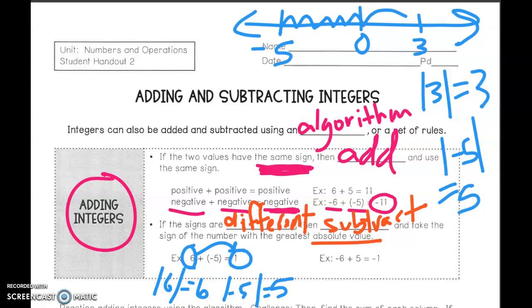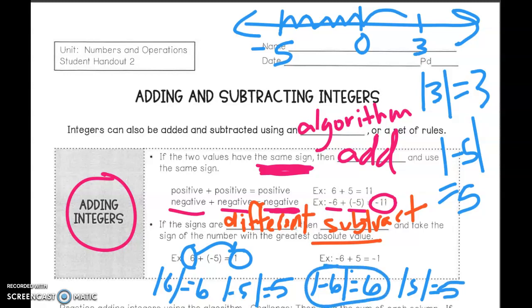Now look at this one over here. Negative 6 plus 5. The absolute value of negative 6 is 6. The absolute value of 5 is 5. Right off the bat, the one with the negative number had the greater absolute value, so we know this is going to be a negative answer. Then all we do is subtract the two numbers. 6 minus 5 is 1. That's the easiest way to do it. We'll do a couple more examples to show, but that is how you add integers.